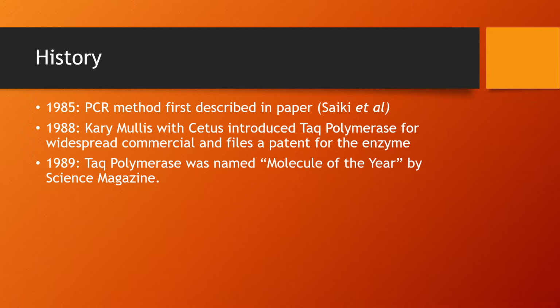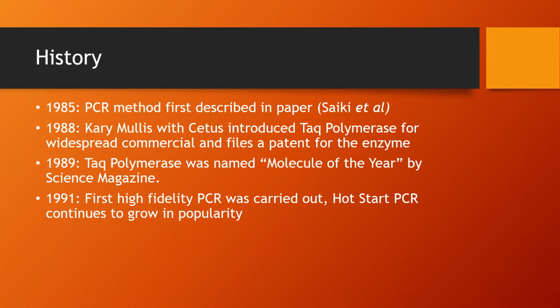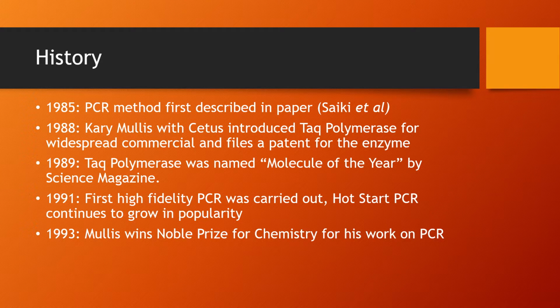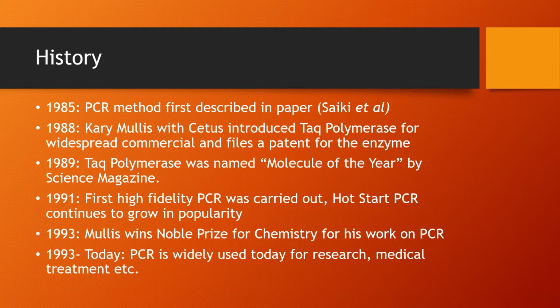Now, as the 80s rolled out and the 90s rolled in, PCR continued to develop, with hot start PCR, which involved starting the PCR at a higher temperature, which meant the Taq polymerase was more efficient. And of course, in 1991, the first high-fidelity PCR was carried out, which basically means there was less error in it. Now, in 1993, Mullis won the Nobel Prize for Chemistry for his work on PCR, which again gave a lot of push to the PCR movement.